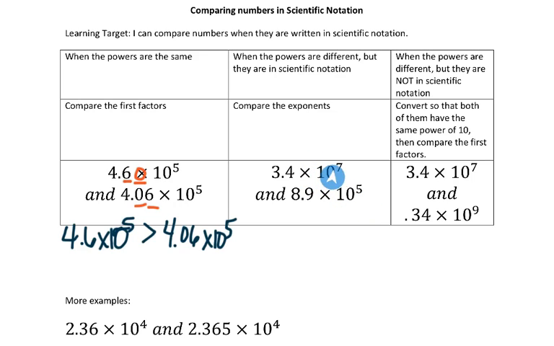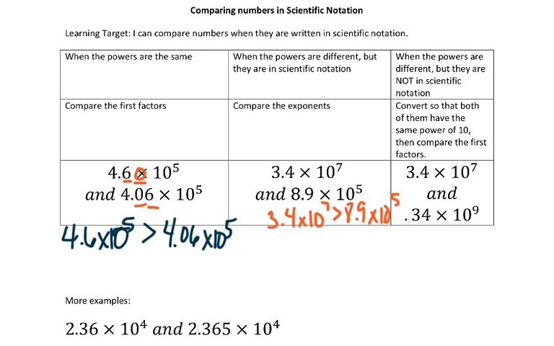So since 7 is bigger than 5, that means that 3.4 times 10 to the 7th is greater than 8.9 times 10 to the 5th. Now, again, don't look at the first factors, because if you did, you would say 3.4 is less than 8.9. We need to look at the exponents.